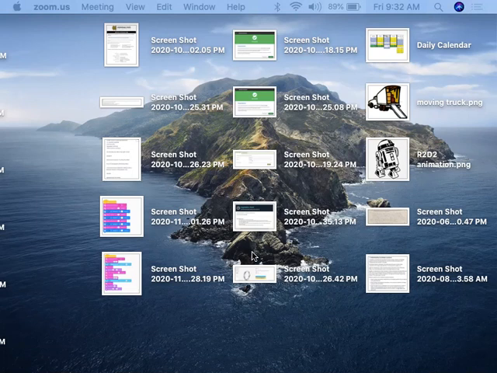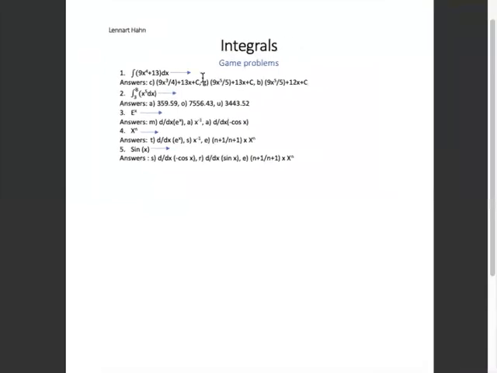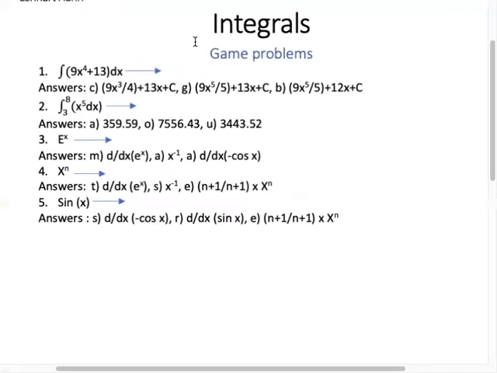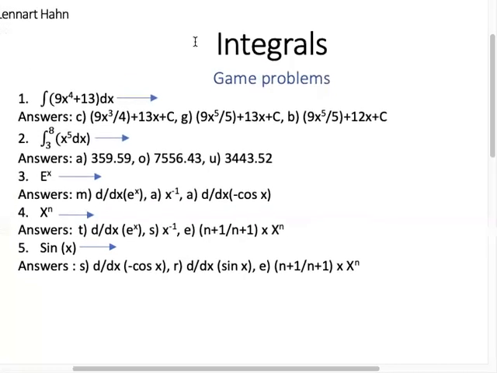Is every group ready? Okay, the first group to get it gets to choose. Here we go. The answers are there. That's what I explained to you.